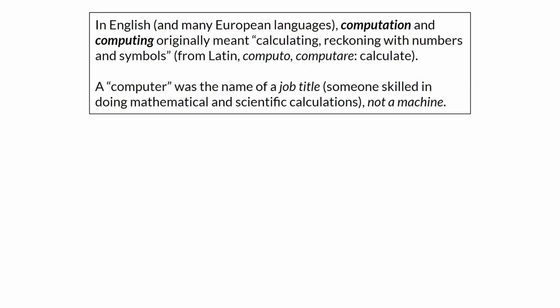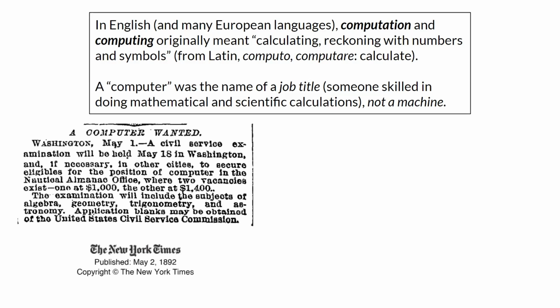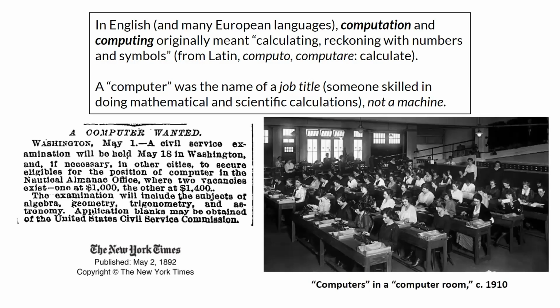Well, you may know that in English and many other European languages, computation and computing originally meant calculating, reckoning with numbers. It comes from the Latin word computo, computare, meaning to calculate. So a computer was initially the name of a job title, someone who was skilled in doing calculations, not a machine. In fact, here's a cool ad from 1892. If you wanted to be a computer, you could take the exam in Washington. You could get $1,000 or $1,400 a year, but you had to know algebra, geometry, trigonometry, and astronomy. Well, here's a computer room in 1910, full of computers doing their work.